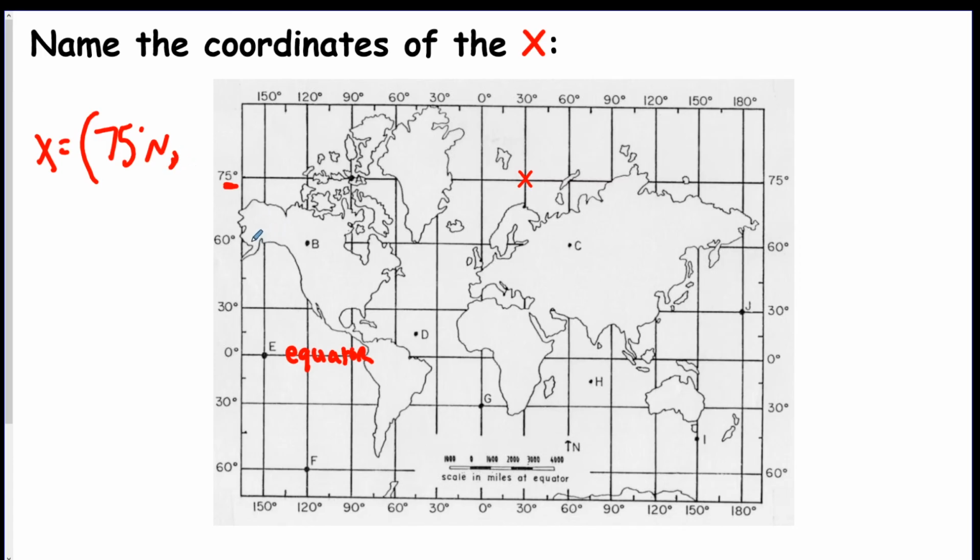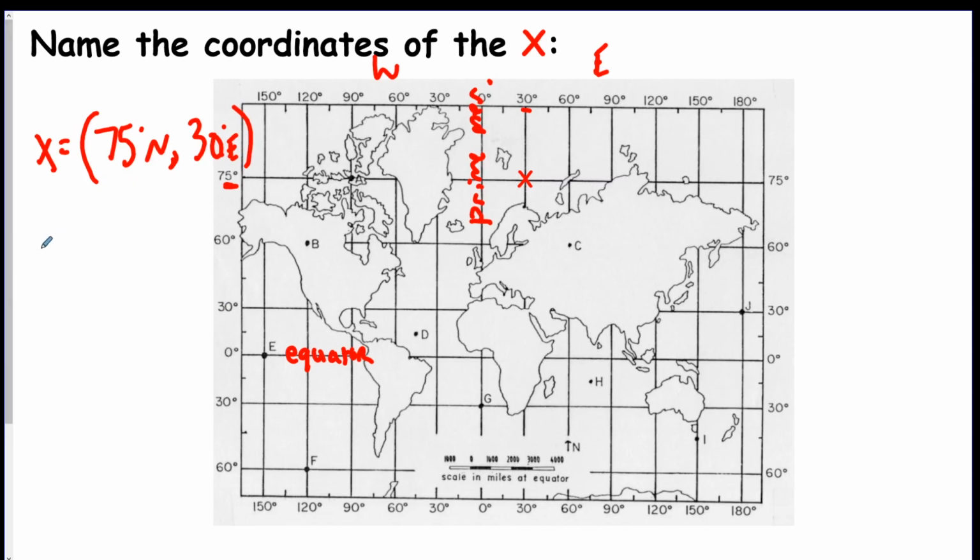Comma. Now we're going to do the longitude. The longitude's the prime meridian. That's this one. Zero degrees right here. It splits it into the eastern and western hemisphere, remember. So x, is it east of the prime meridian or west of the prime meridian? It's east. How many degrees east? 30 degrees east. So there's a full coordinate. This is what you're going to want to have to do.